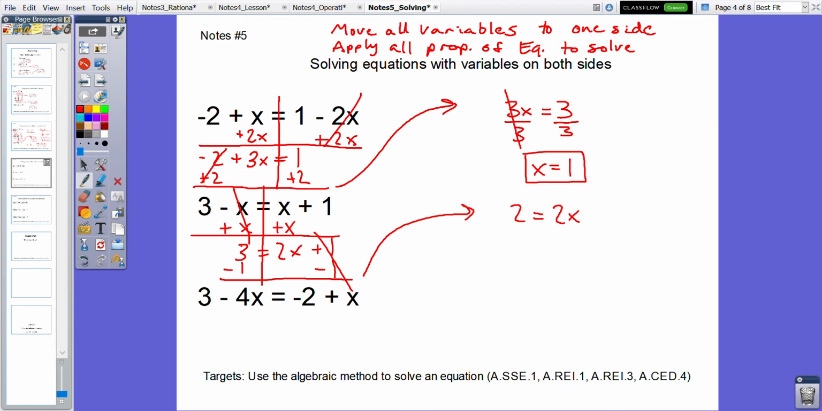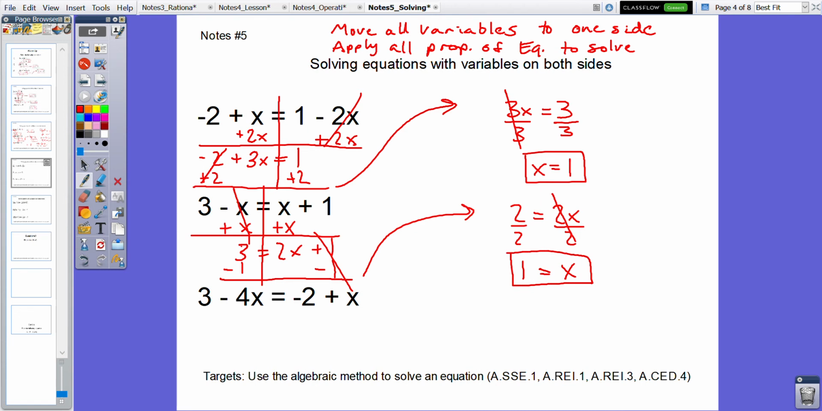So 2 times some number equals 2. That means I'm going to divide by 2. The 2's cancel on both sides. Technically 2 divided by 2 would cancel just like we saw before, but that means we're left with what number? We're left with 1. So in this case, the solution to this equation is 1, just like in the previous example.